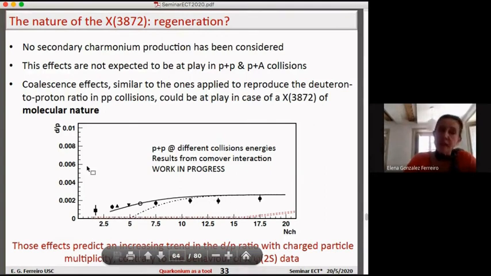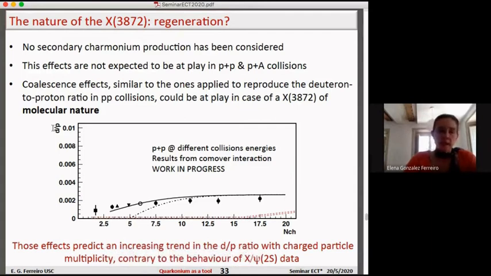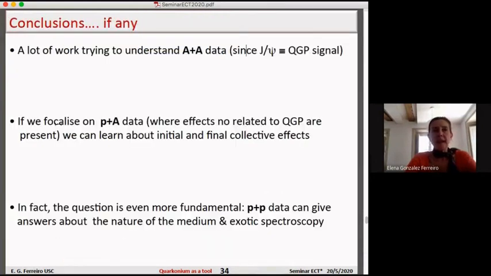This is not for X over psi(2S). We didn't do it for the moment. We are working on that. We did deuteron over proton, considering that that could reproduce in some way molecular over non-molecular nature. And that is all I'm going to speak about today. My conclusions, if any, are that there has been a huge amount of work trying to understand the nucleus-nucleus data for charmonium, for J/psi, since the J/psi was proposed as a quark-gluon plasma signature.